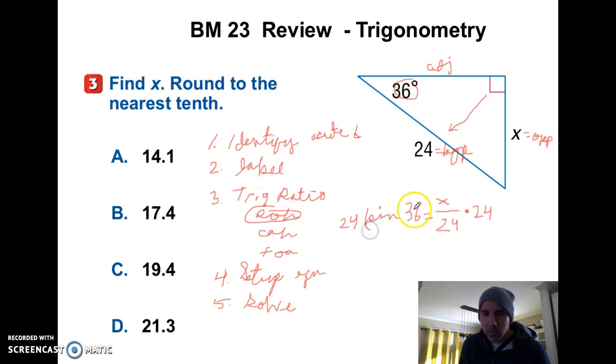So I'll put parentheses here. And what I'll do is the 24s will cancel. I got x equals 24 times sine 36. I'll plug all that into the calculator.